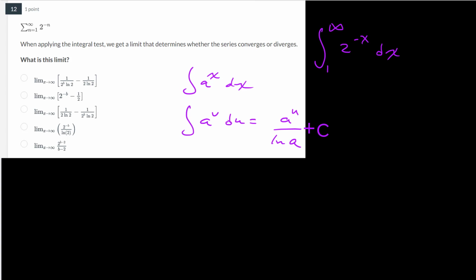So for this one, when we set it up, we take the antiderivative. The antiderivative of 2 to the negative x is going to be 2 to the negative x, just like e to the x is e to the x. But since it doesn't have a base e here, we're going to divide it out by natural log of a. In this case, a is 2. And we also have to account for the chain rule here, taking du. u would be negative x, so du would be negative dx.